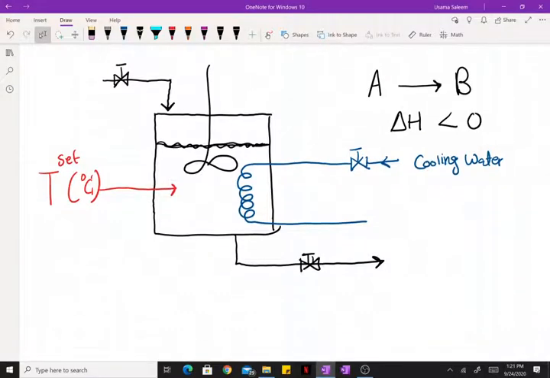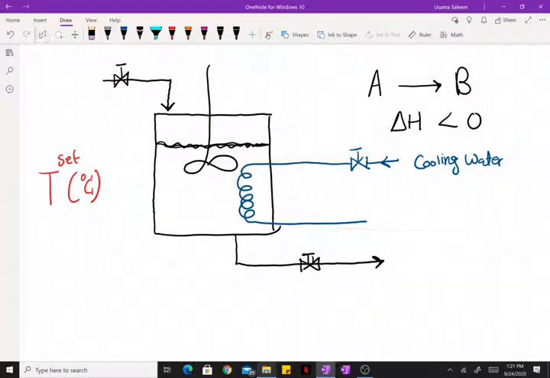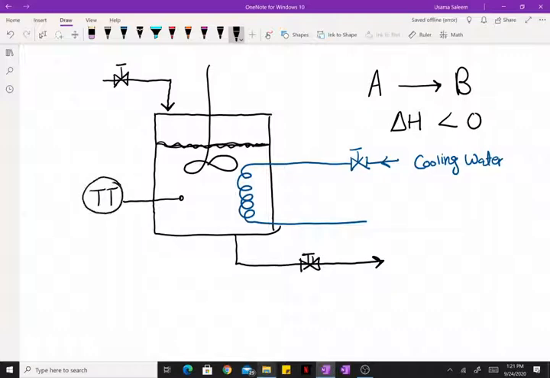First we need to measure. We need some mechanism of measuring the temperature inside this vessel, and that can be done very easily by using a thermocouple that's immersed inside the vessel that gives a reading of the temperature inside. TT stands for temperature transmitter. Good. Now we have a measurement.